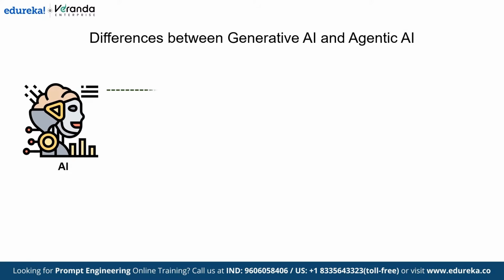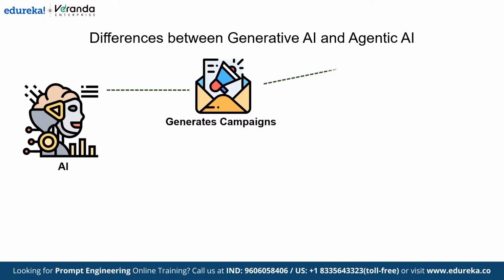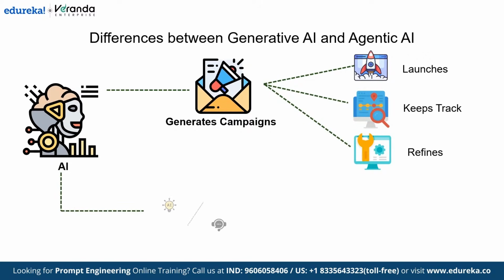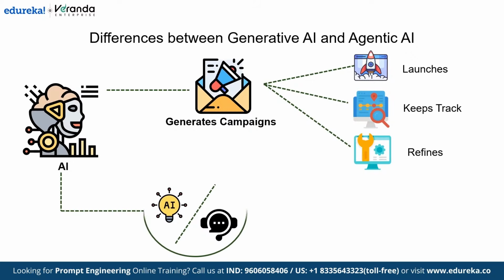Imagine an AI that not only generates a marketing campaign, but also launches it, tracks engagement, and refines the strategy automatically. The future isn't just about choosing between generative AI and agentic AI. It's about combining the two to build truly intelligent systems.